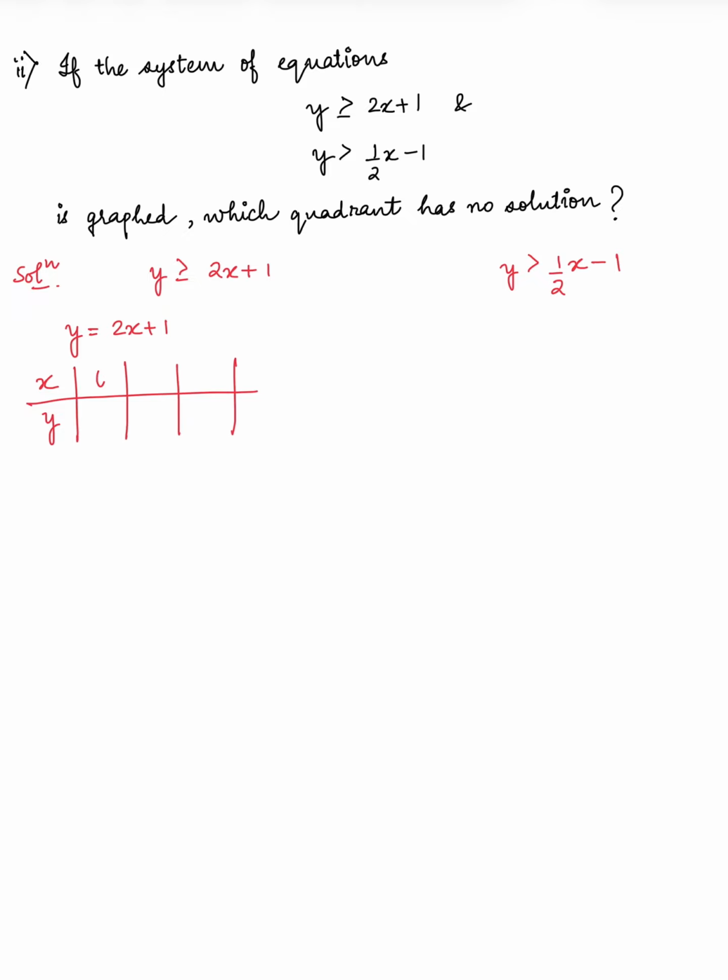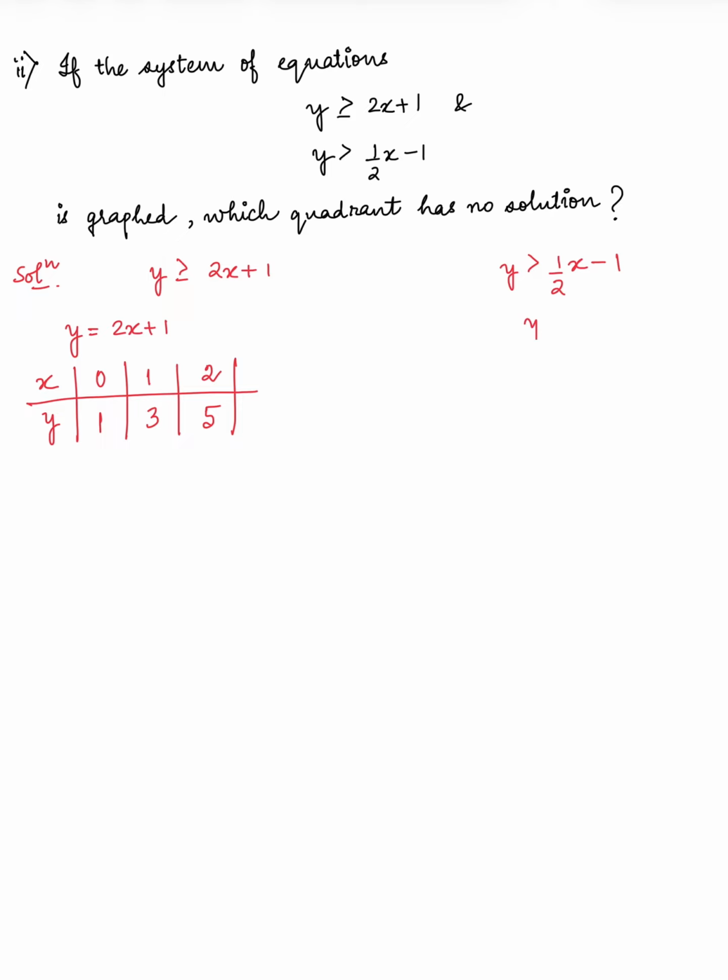If x is 0, what will be y? y will be 1, because 2 into 0 is 0 plus 1. If x is 1, y will be 2 into 1, 2, plus 1, that is 3. If x is 2, it will be 2 into 2, 4, plus 1, 5.